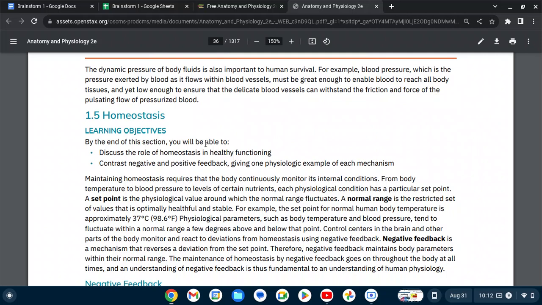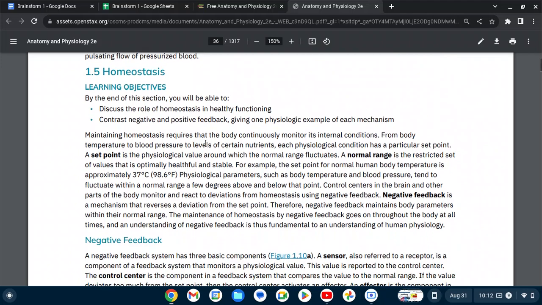The dynamic pressure of body fluids is also important to human survival. For example, blood pressure, which is the pressure exerted by blood as it flows within blood vessels, must be great enough to enable the blood to reach all the body tissues, and yet low enough to ensure that the delicate blood vessels can withstand the friction and force of the pulsating flow of pressurized blood.